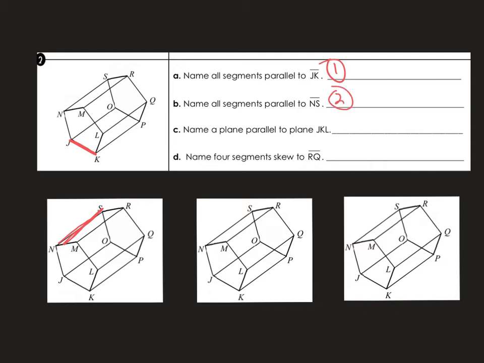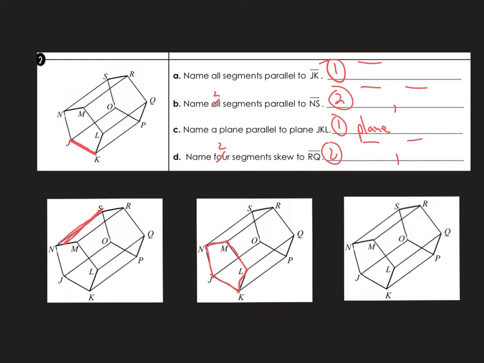For C, name a plane parallel to JKL. JKL is this plane right here. So let's just copy the whole thing. Who's the plane that's parallel to that? There's only one name there. Don't forget to use the word plane before you name it, and it needs to have 3 letters. Don't forget for your 2 segments to put the segment bar notation over it. And then at the end, name 4 segments skew to RQ. How about we just name 2? So we're just going to name 2 segments skew to RQ.